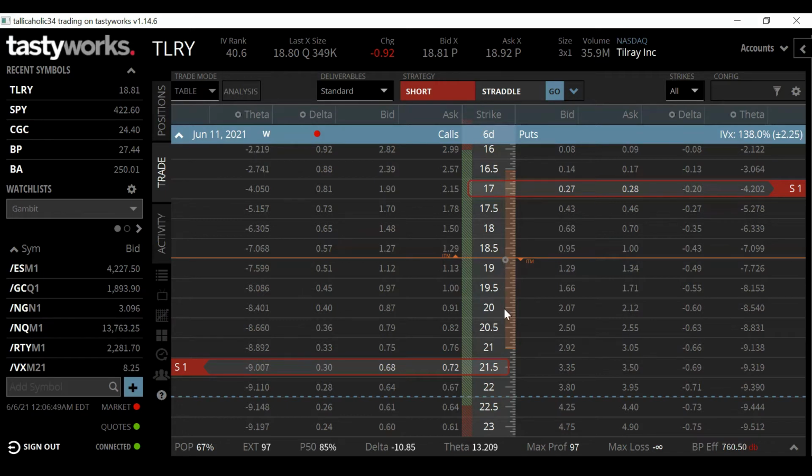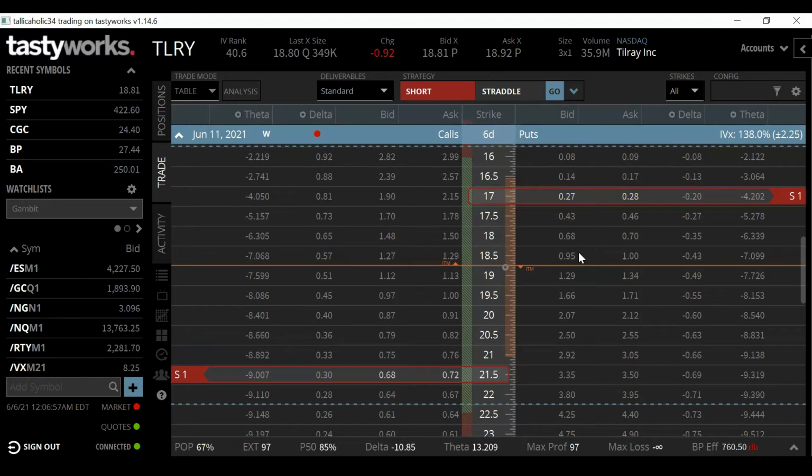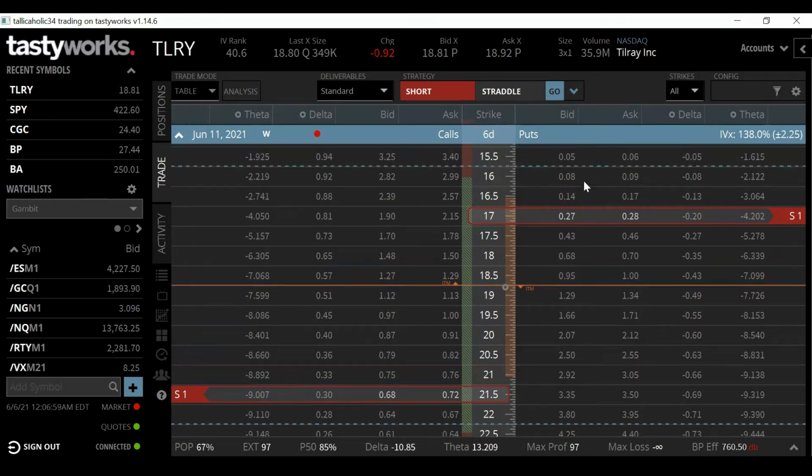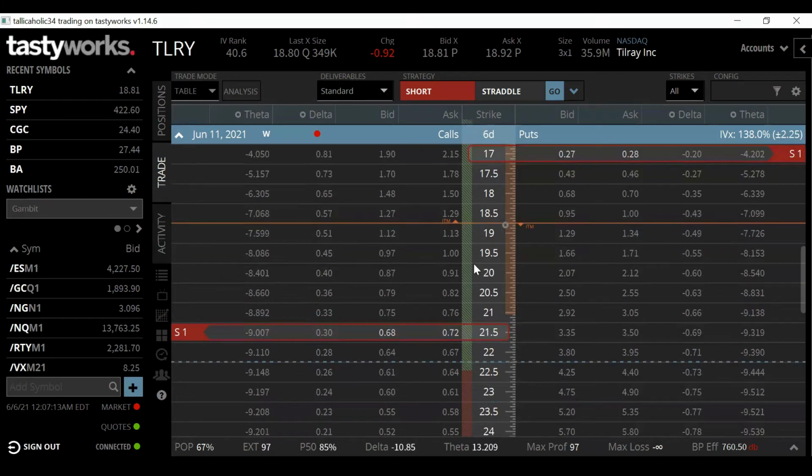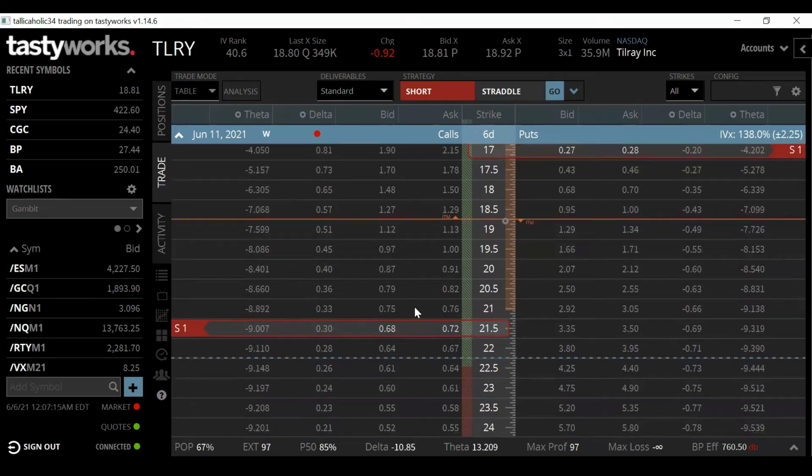Now, as Tilray creeps up, obviously our deltas are going to change. So this 30 delta would no longer be a 30 delta. It would start going down. It would end up being a 10, a 5, etc. And this option contract here, the $17 strike, would be worth less than what it currently is now at a 30 delta. And the same over here with the call side, only it would be the opposite.